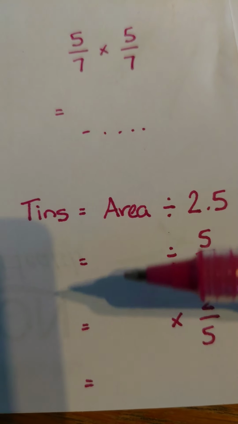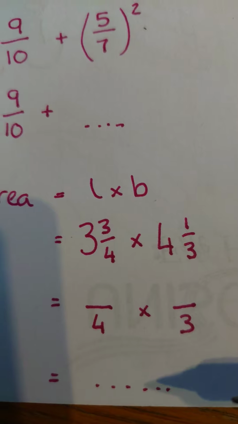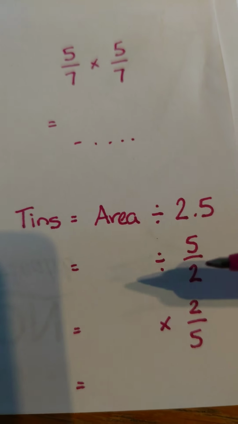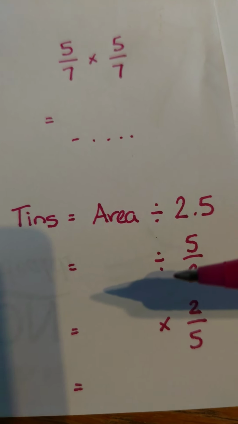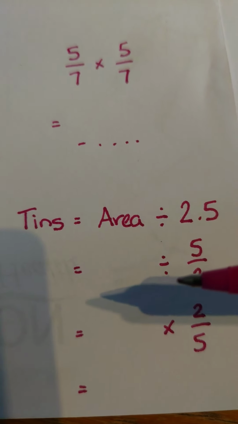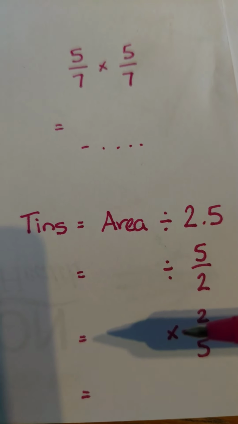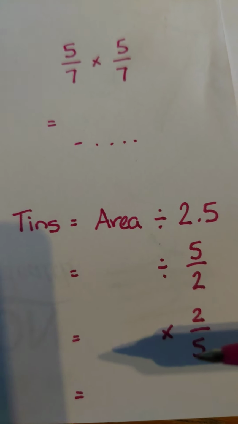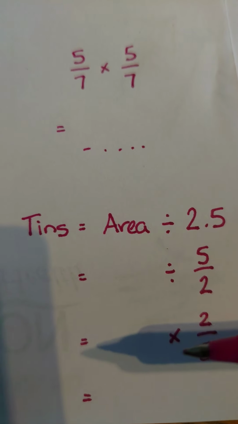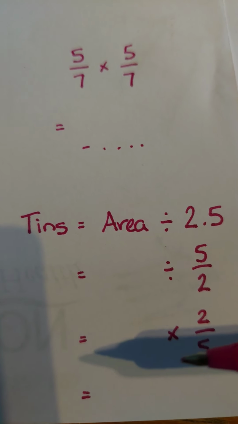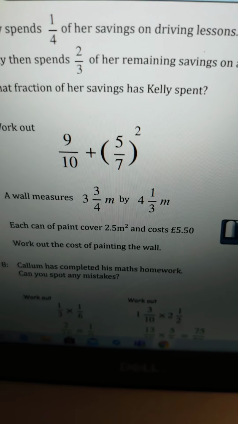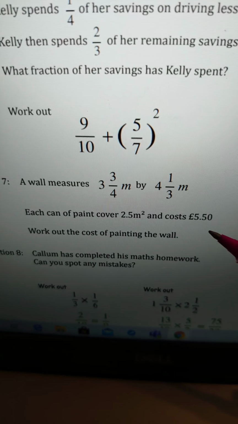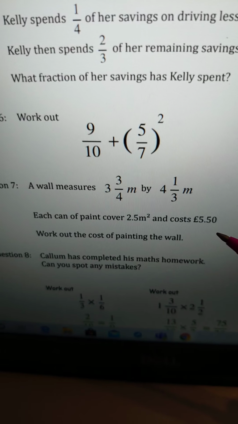So in here will be my answer from this section, and I want to divide it by 2.5, which I'll change to 5/2. And then we've looked at how we divide fractions as well. So what we're going to do is a wee technique where we're allowed to flip the second fraction and change it to multiply. That will tell us the number of tins that we will need. And then we're asked for the actual cost of painting the wall. So the cost will be how many tins we're buying multiplied by £5.50, the cost for each tin.